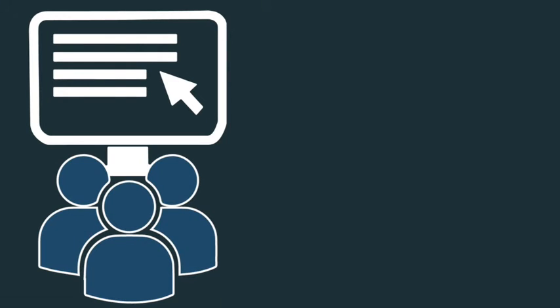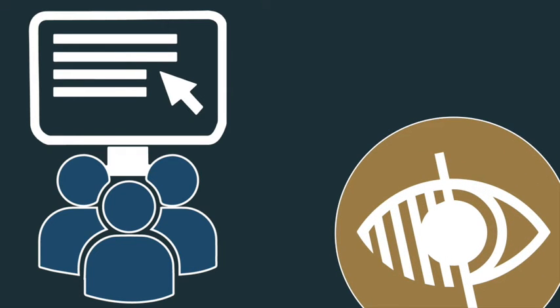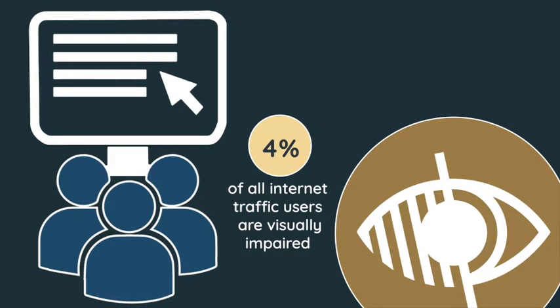When designing for the web, it's critical that designers consider the whole audience. When the primary means of users consuming content is with their eyes, designers must consider those who may not have their full range of vision. With about 4% of all internet traffic users being visually impaired in one way or another, accessibility features should be included in the design to accommodate those visitors.